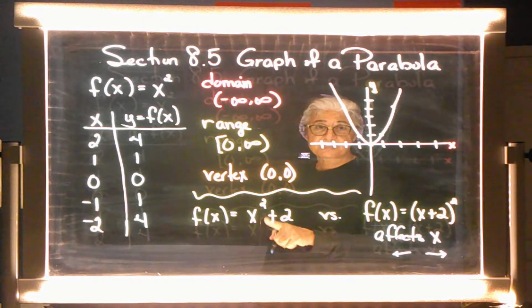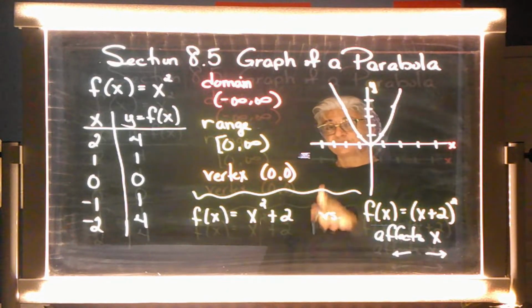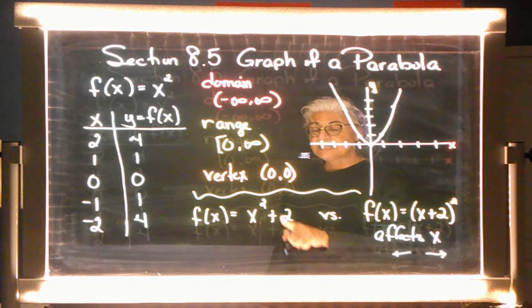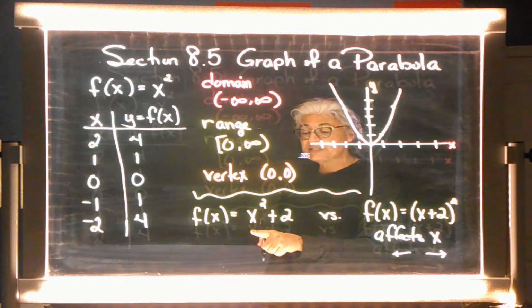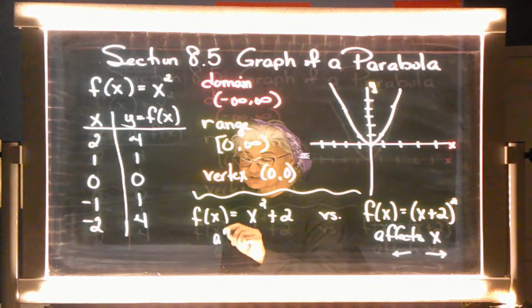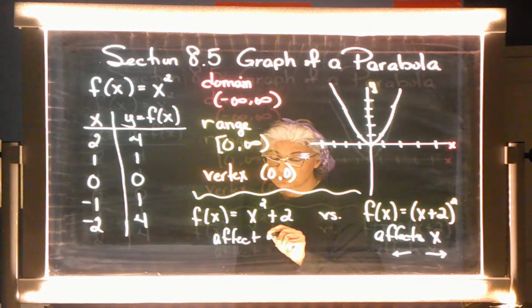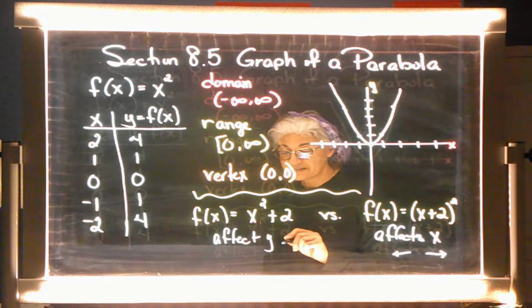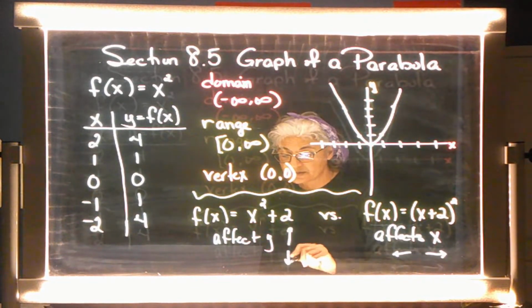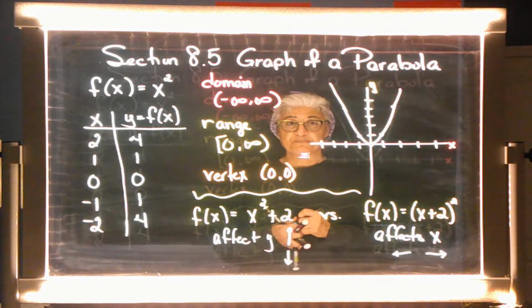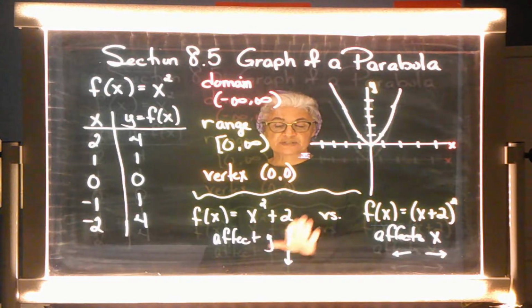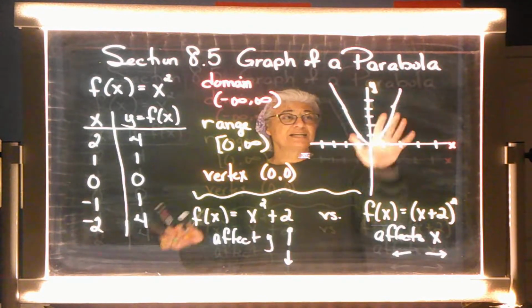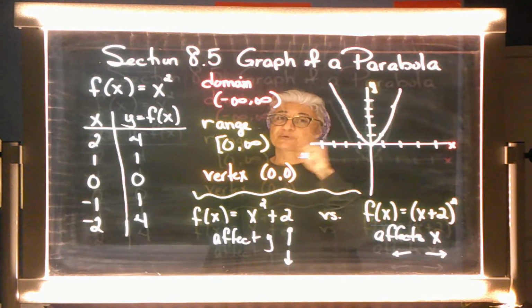This graph, or this function I should say, notice the plus 2 is outside the x squared. Since it's outside the x squared, it's not affecting x, which means in this case, it's going to affect your y value. And y's go up and y's go down. Are you with me? Okay, so hang in there. We're going to talk about some graphs where we start putting numbers in and seeing what happens to our parent graph. I'll be right back.